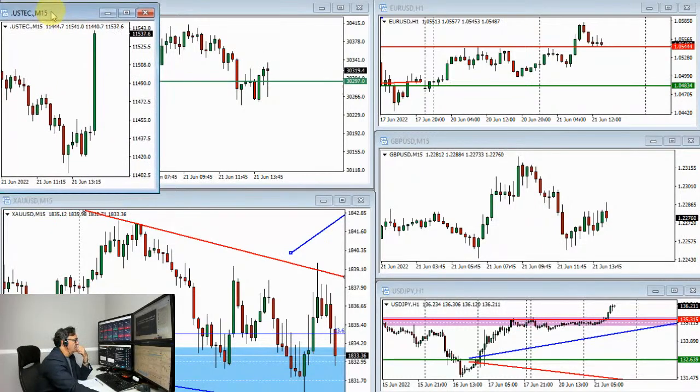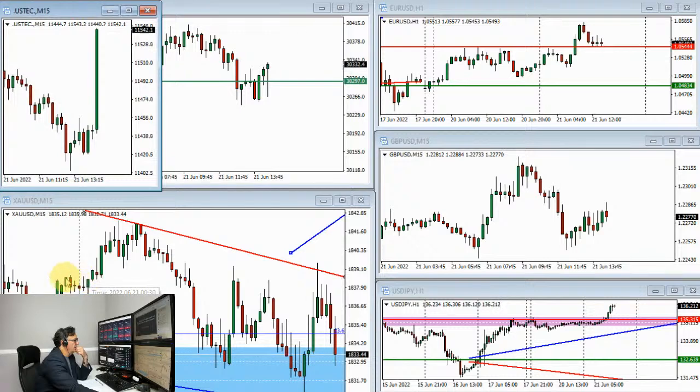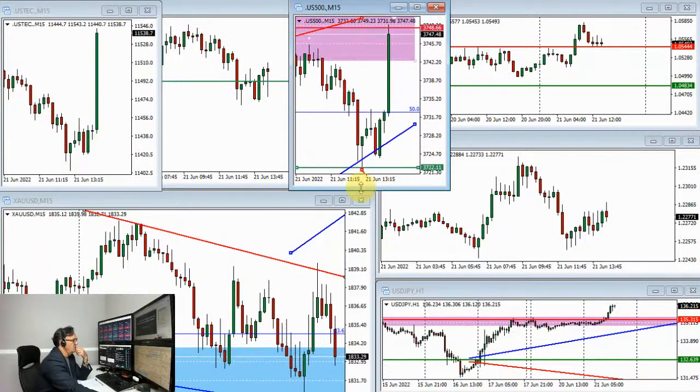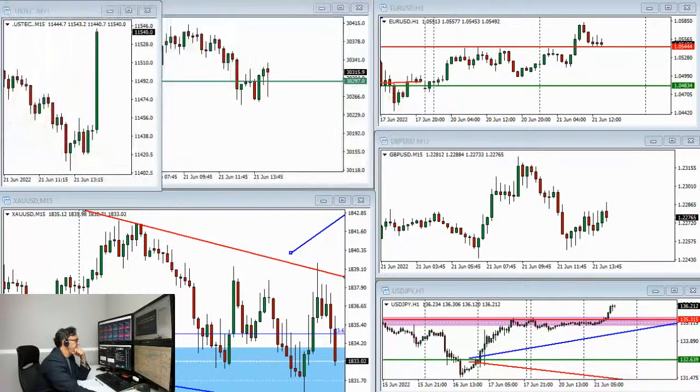Now, Nasdaq is definitely pushing higher. Dow and then S&P as well. So that short setup was short-lived so far. So let's see how this plays out.